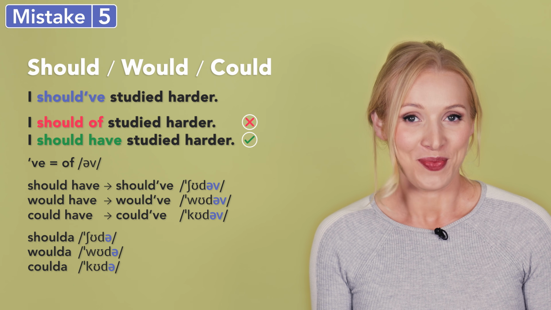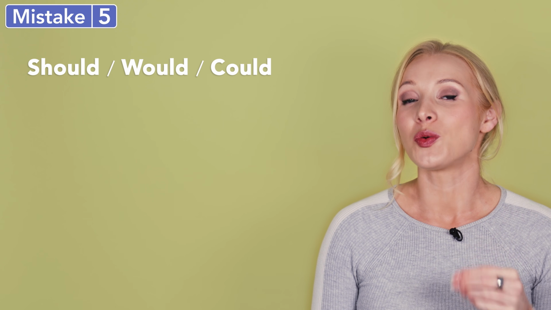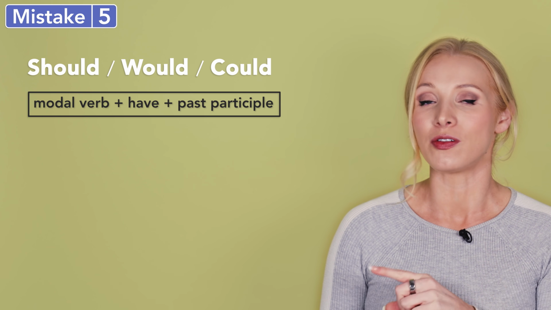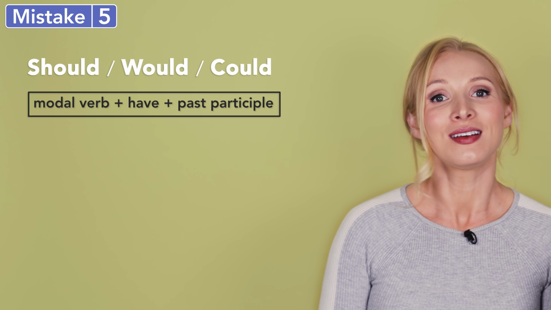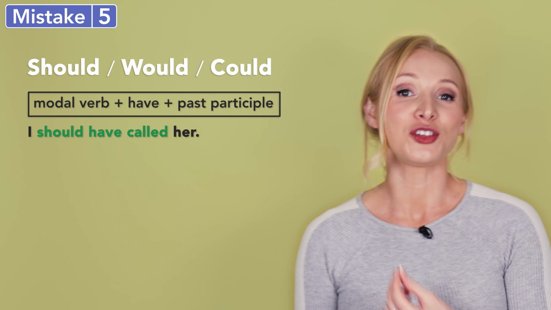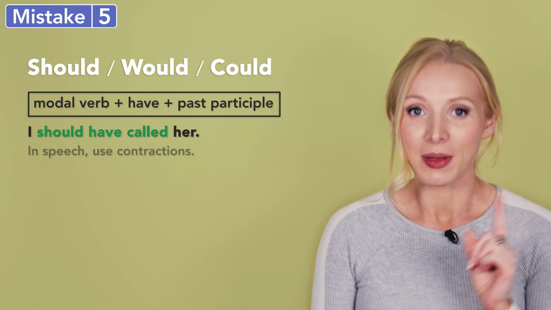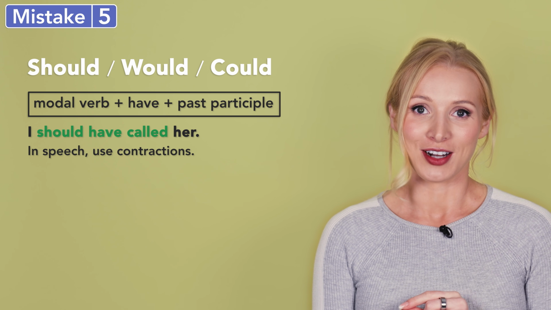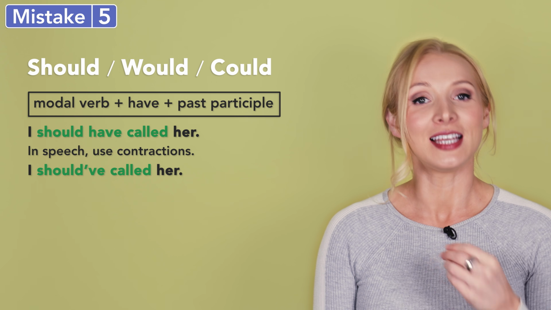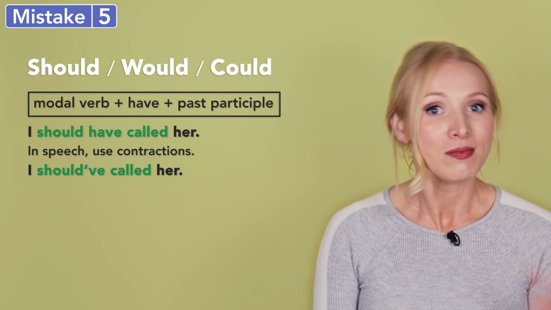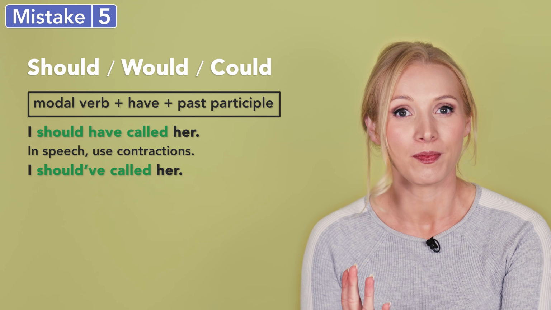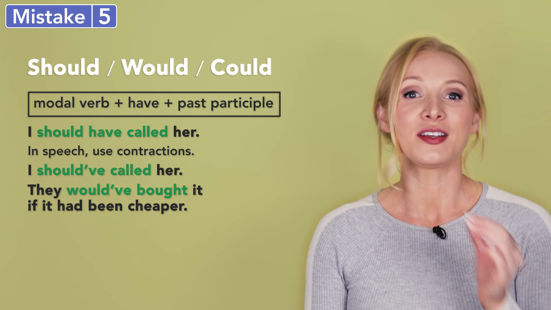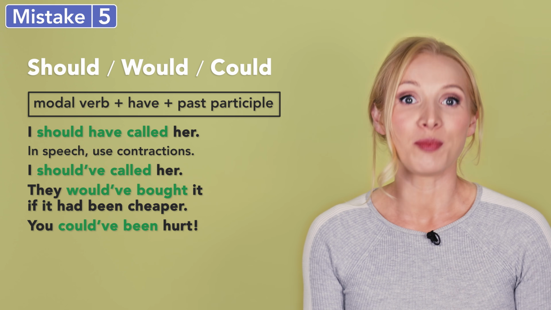have either. So the structure to form a clause with a past modal is modal verb plus have plus past participle. I should have called her. But in speech, we tend to use contractions. I should have called her. This makes your English sound more natural than if you use the full form. They would have bought it if it had been cheaper. You could have been hurt.